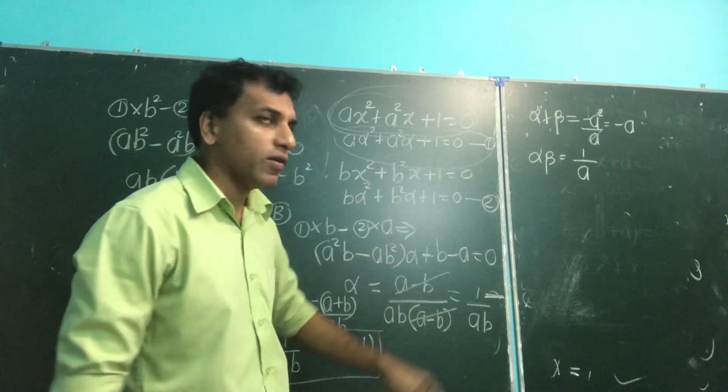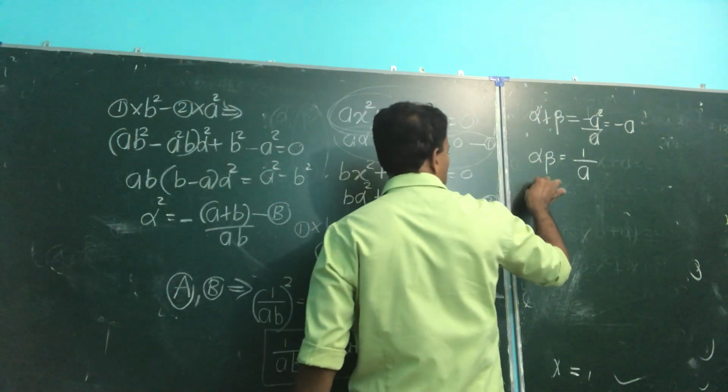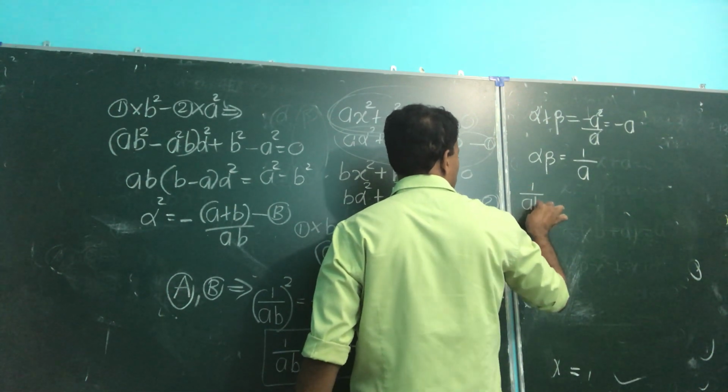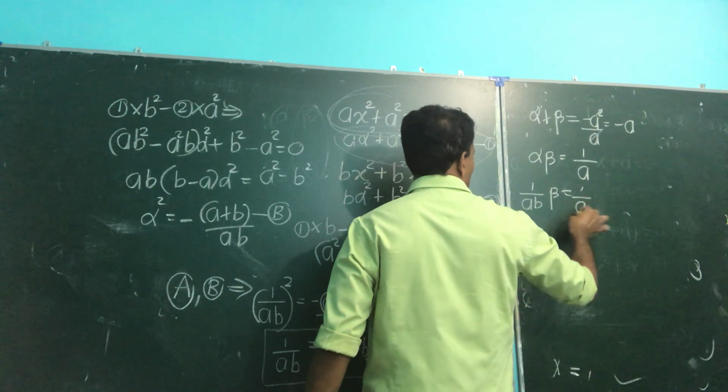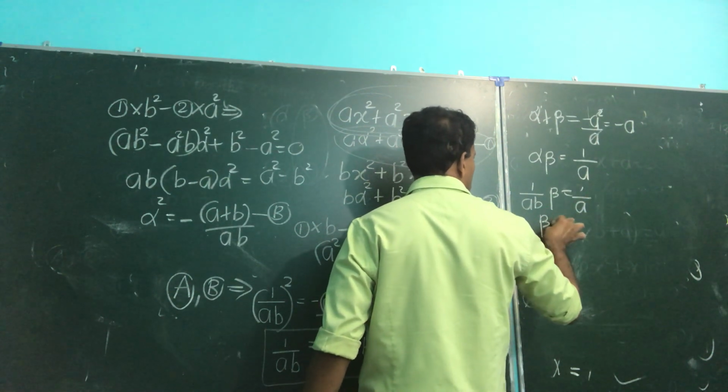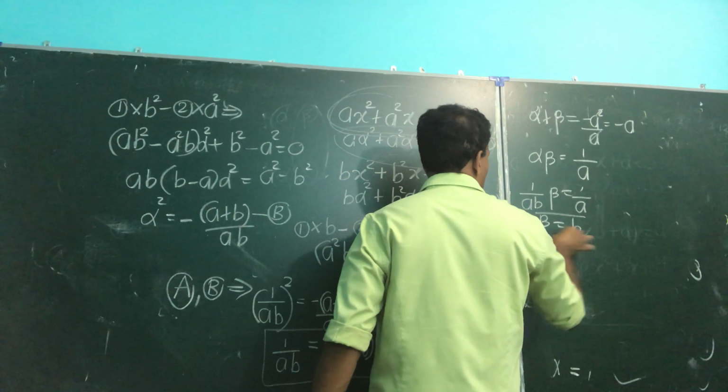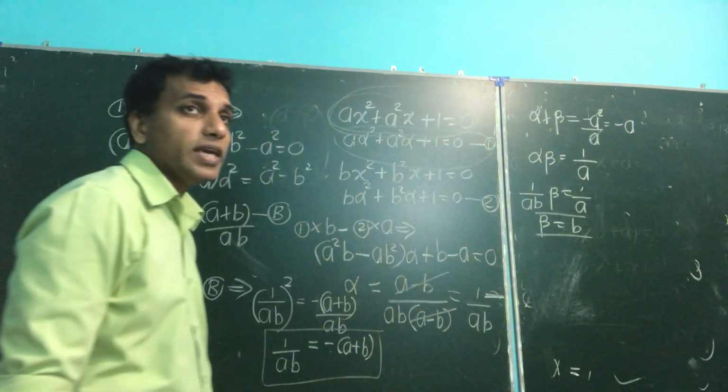Can I put alpha for 1 over AB? Put alpha for 1 over AB into beta, that is 1 over A. Therefore, beta equal to B. Beta equal to B.